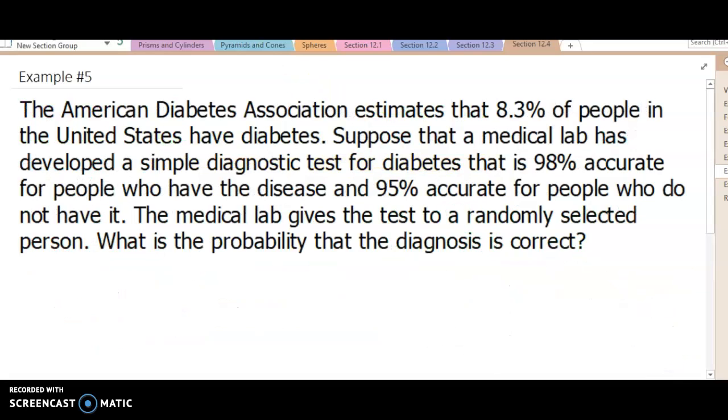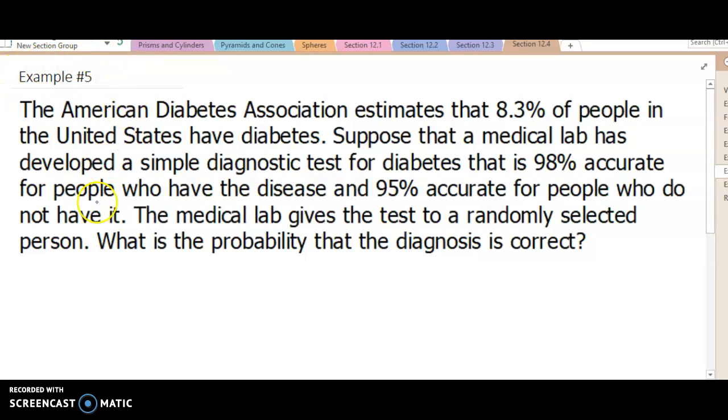All right, let's work this one out. Okay, it says the American Diabetes Association estimates that 8.3% of people in the United States have diabetes. Suppose that in a medical lab, they've developed a simple diagnostic test for diabetes that is 98% accurate for people who have the disease and 95% accurate for people who do not have it. So we have a stipulation here, okay? The medical lab gives a test to a randomly selected person. What is the probability that the diagnosis is correct?